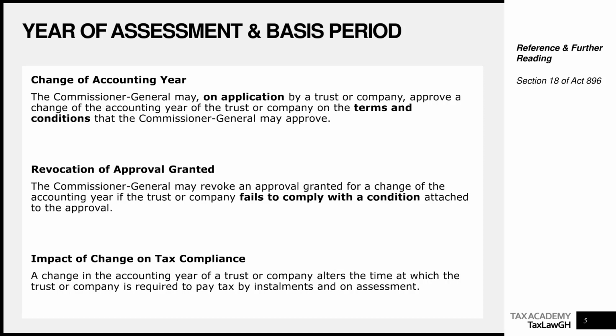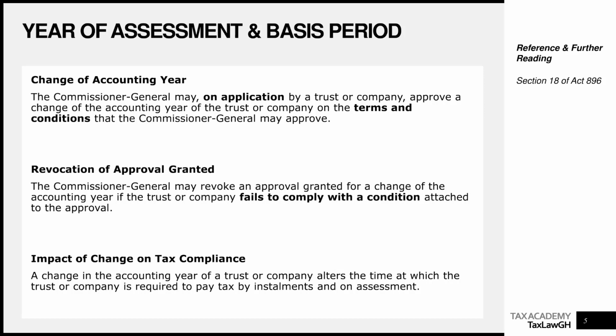What the last point here is saying is that for a company that has changed their basis period or accounting year, it will also affect when they make their quarterly payments. So, for example, a company that has a 31st December year end will pay their first installment at the end of March, right? Let's say the company writes to GRA to change their accounting year to November. What that will do is shift the payment one month earlier to February instead of March, right?